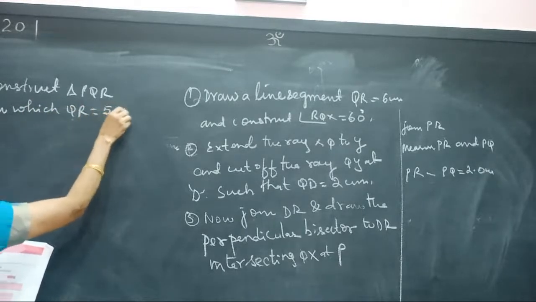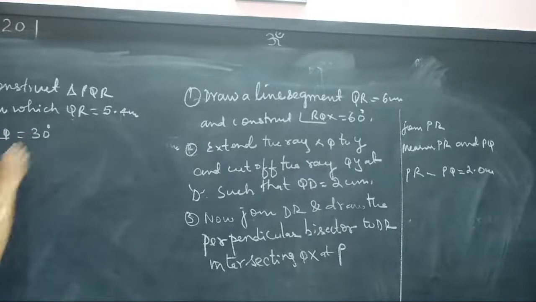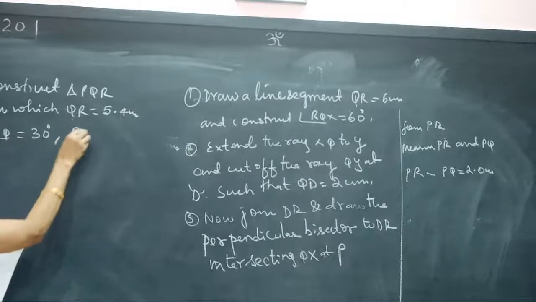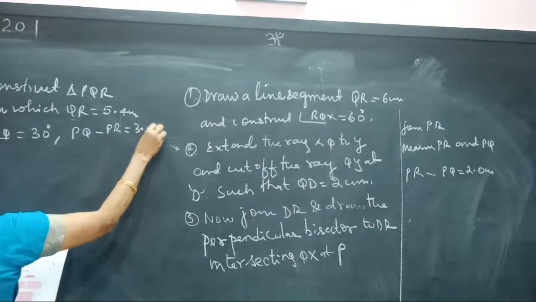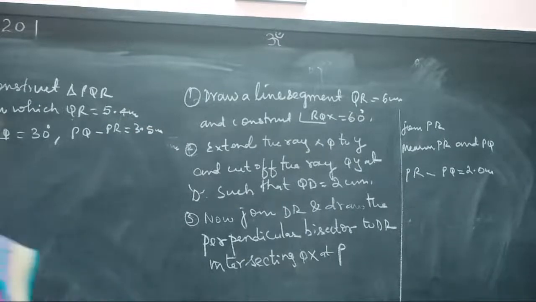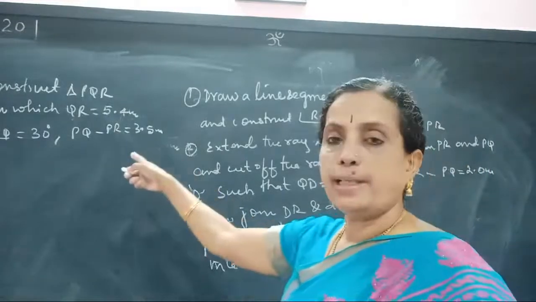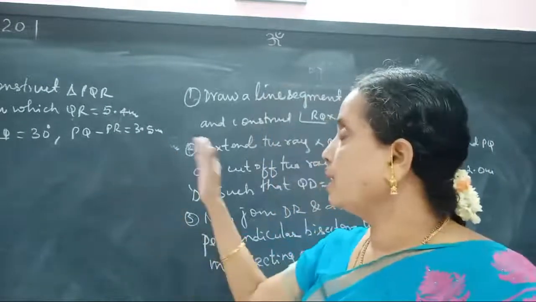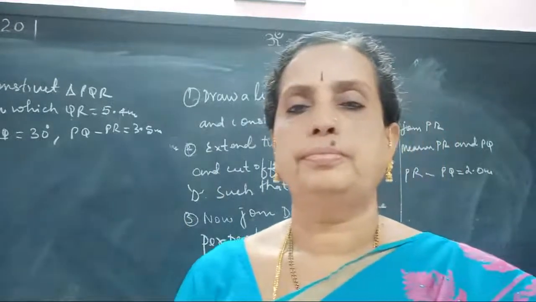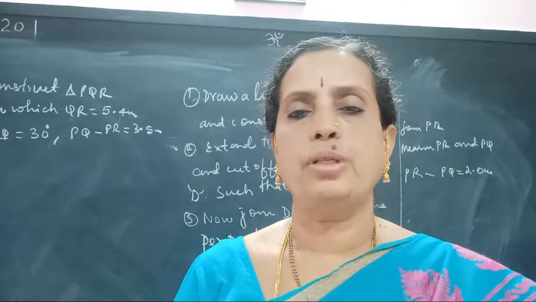equals 5.4 centimeter, angle Q equals 30 degree, PQ minus PR equals 3.5 centimeter. This is case 1. What I constructed before was case 2. PQ minus PR means the difference, 2 centimeter.